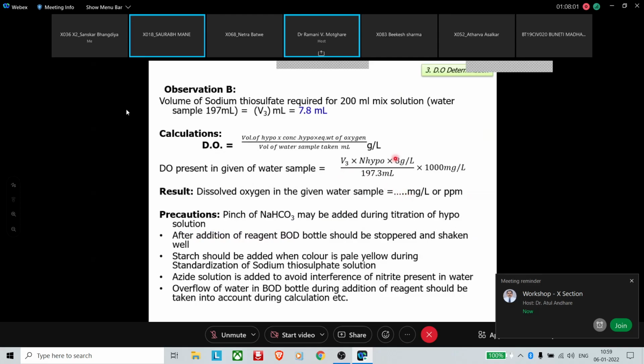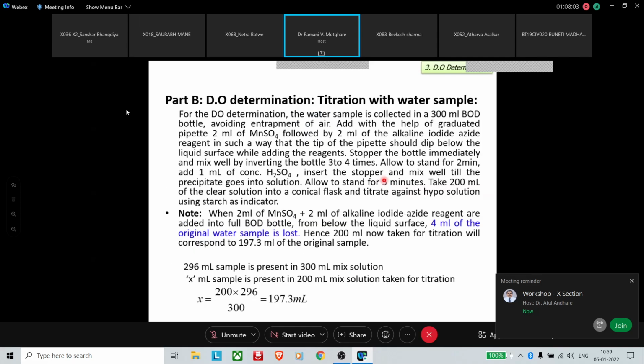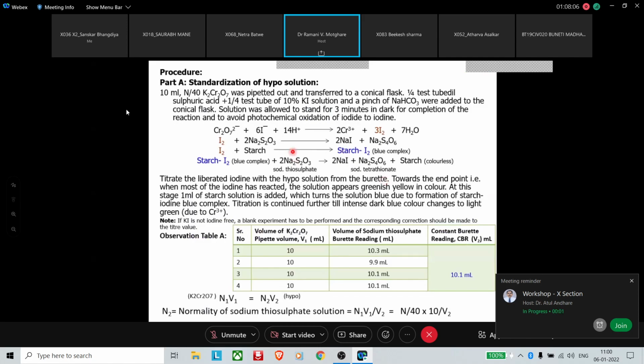You calculate this. What you have done now is the standardization part, and this is the reading given to you. So substitute the values here: 0.025 into 10 divided by 10.1 ml. What you get, that you write here. So that becomes the normality of sodium thiosulfate solution. Everything is given to you.